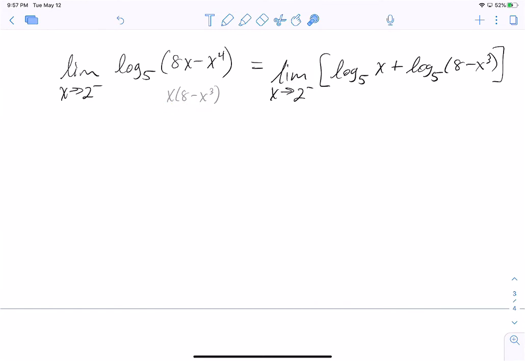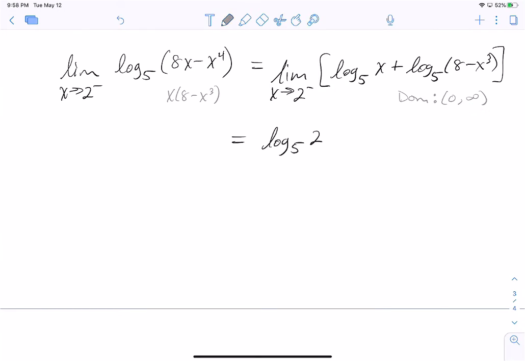X times the quantity of 8 minus x cubed is a product, and so we can write that as a sum of logs. As x approaches 2 from the minus side for the log base 5 of x, we can simply write the log base 5 of 2. For the second log, though, if we put 2 in place of x, we have log base 5 of 0, and that's not defined. Remember that the domain of a logarithmic expression is from 0 to infinity.